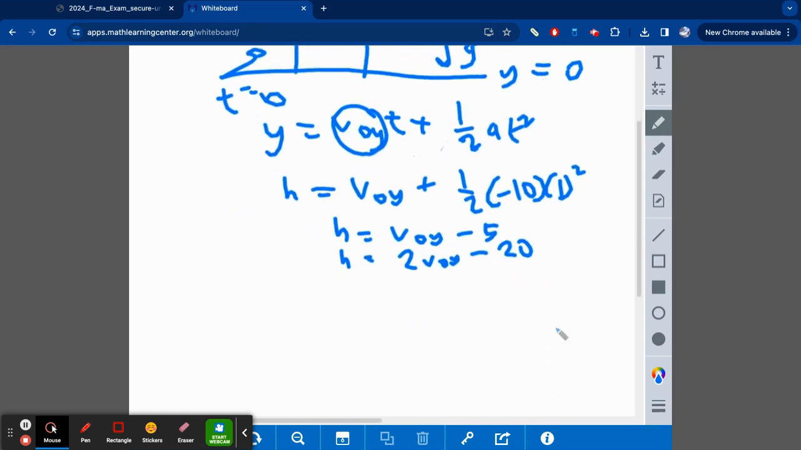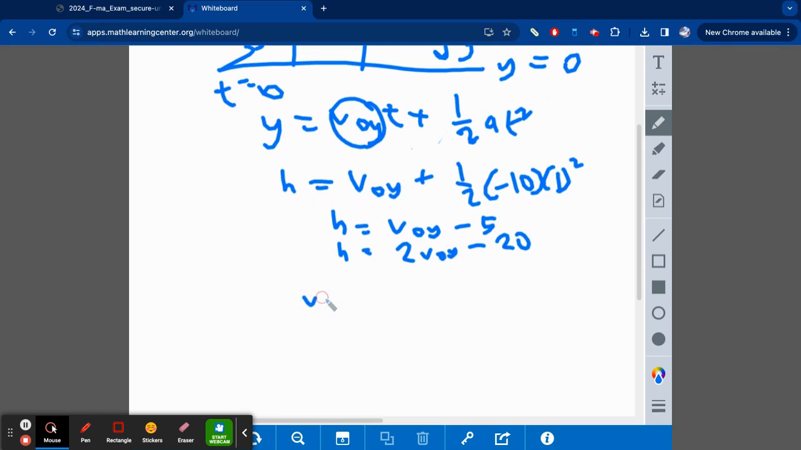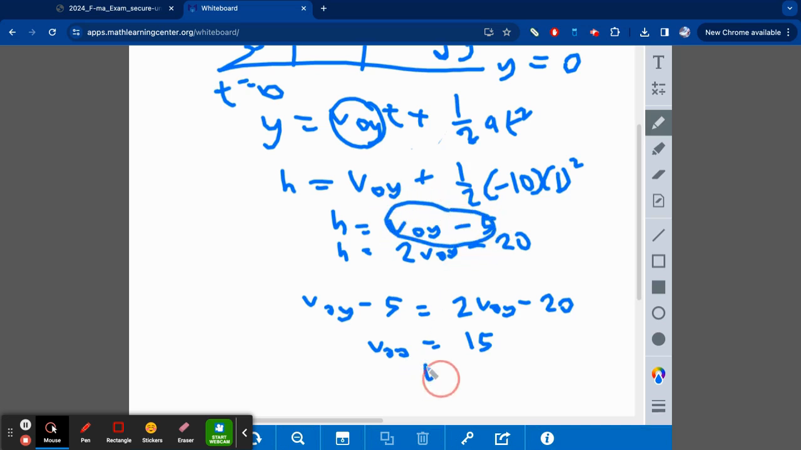So now we can equate these two equations. v0y minus 5 equals 2v0y minus 20. And so we get that v0y is 15, which makes h equal to 10 if we plug it back in here, which is option B. So B is our answer.